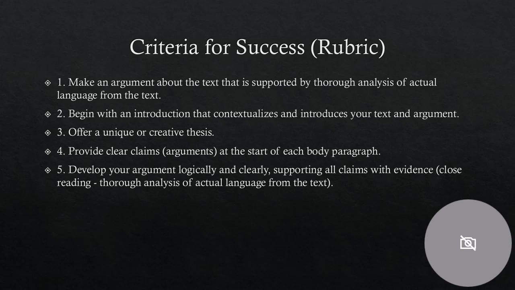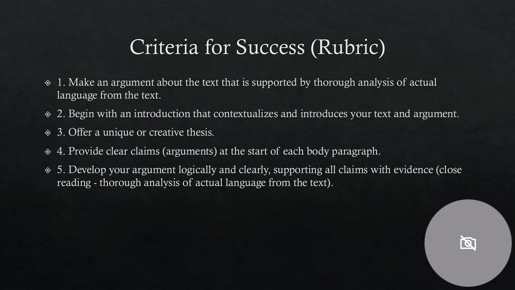Here is our rubric. So make an argument about the text that is supported by thorough analysis of actual language from the text. This is like a summative point, and then the rest of these are things you can go through and check off as you go to make sure you have these. So this is a summative statement because it includes the three things you need to have.